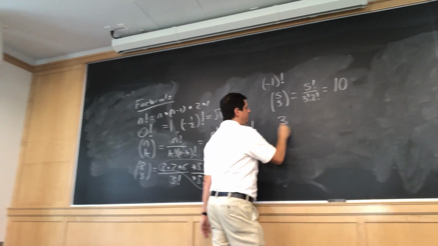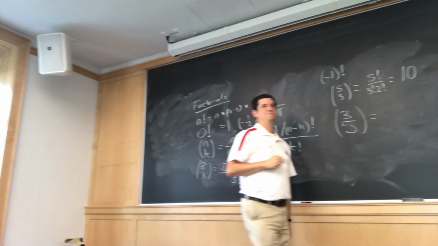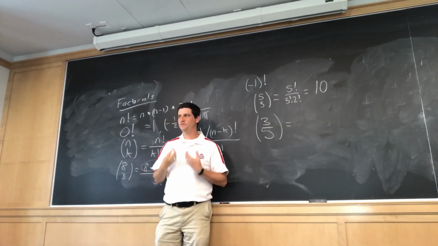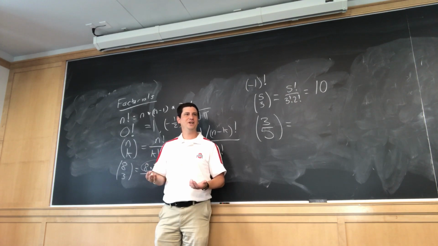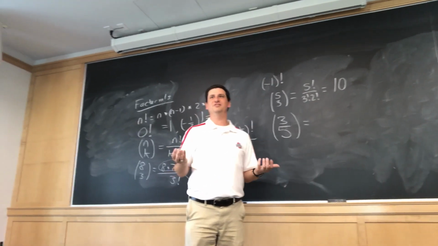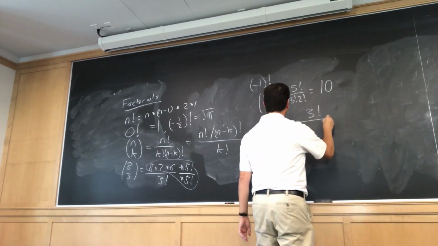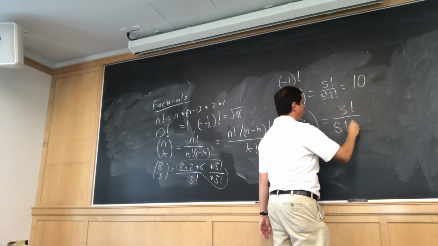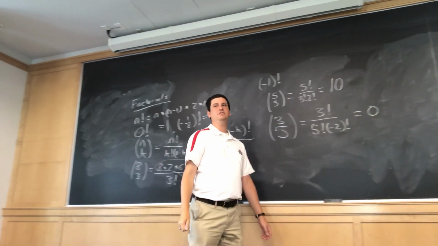Can somebody tell me what 3 choose 5 is? How many ways can you choose 5 objects from 3? 0. Yes, if there's anybody who could actually do this, I'd love to see you do it after class. Right. Do we all agree that this is 0? Well, let's expand this. This is 3 factorial divided by 5 factorial times -2 factorial, and it has to be 0.